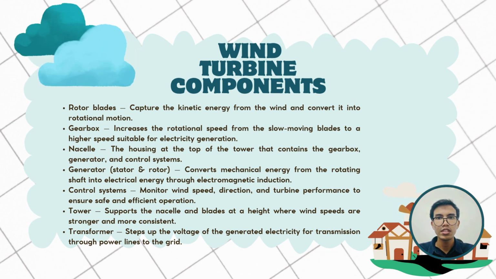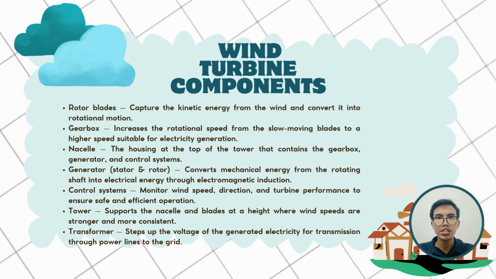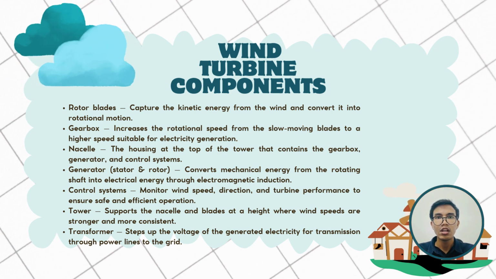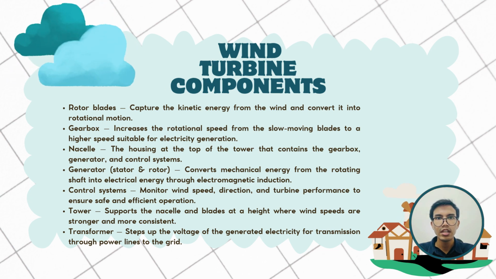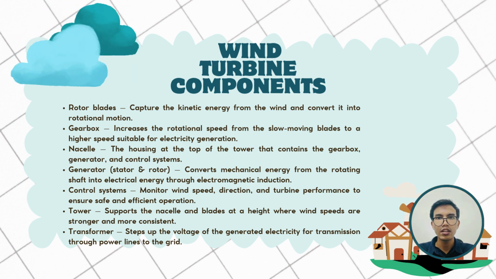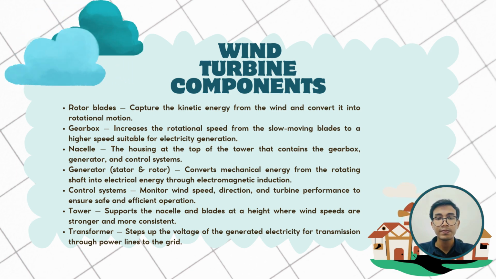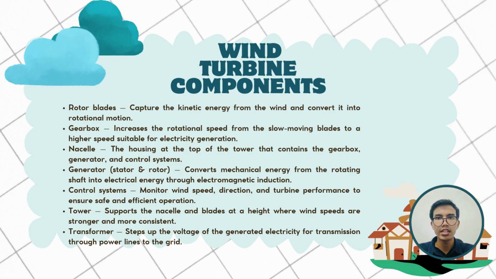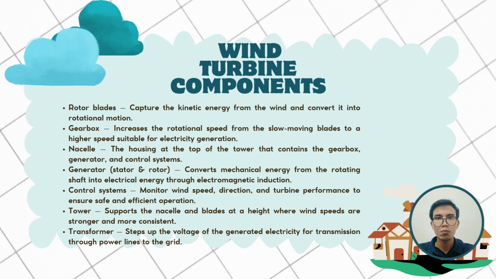To ensure safe and efficient operation, the control system monitors wind speed, direction, and overall turbine performance. All of these components are supported by the tower, which holds the nacelle and blades at optimum height where wind speeds are stronger and more consistent. Finally, a transformer steps up the voltage of the generated electricity so it is ready for transmission through power lines to the grid.